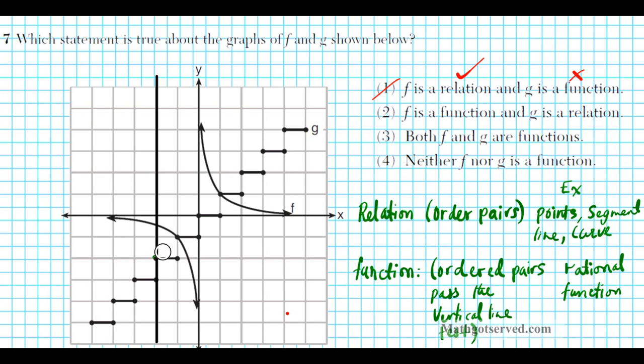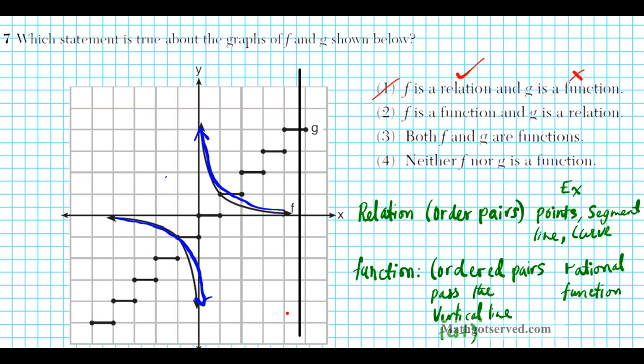All right, let's move on to option 2. Let's put that vertical line to the side. F is a function. Is f a function? If we look at relation f, if we take this vertical line and sweep it across the entire domain of the rational function, does it cross more than once? Let me highlight the rational function. I'm talking about this one right here. Anyway, the rational function is this piece. Does it cut more than once at any point in the domain?